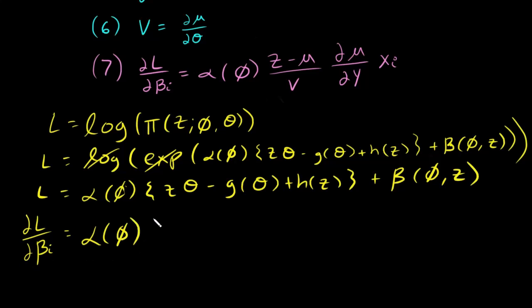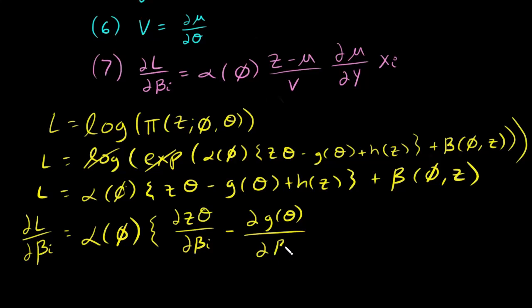All right, so alpha of phi is basically a constant, and when I take the derivative, it's just going to stay out front. All right, next, I'm going to take the derivative of z times theta with regards to beta. Okay, theta is a function of beta, so I have to take the derivative with regards to beta. Then I need to take the derivative of g with regards to beta. Okay? Then I need to take the derivative of h of z with regards to beta, but z is not a function of beta. So it's basically taking the derivative of a constant with regards to beta, which will just be 0. So basically it gets dropped.